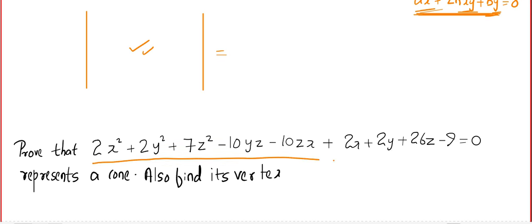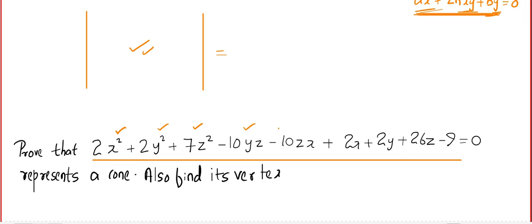They have given you an equation. Is it homogeneous or general? General, because look at this: degree 2, degree 2, degree 2, degree 2, degree 2, so same degree. But now look, degree 1, degree 1, degree 1, and 0 degree. So this is a general second degree equation. So it can be a cone, a sphere, an ellipsoid, paraboloid, hyperboloid. Generally speaking, it can be a conicoid.